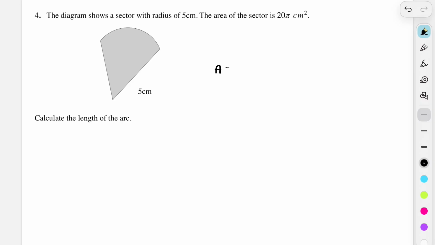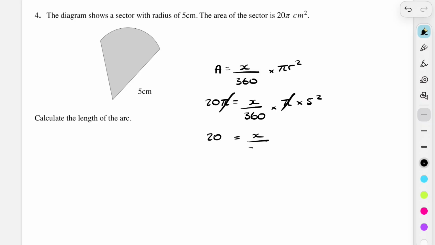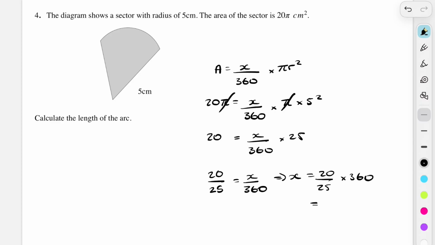The area of a sector is x over 360 times pi r squared. So the area is 20 pi, and that is equal to x over 360 times pi times 5 squared. Then the pi and the pi cancel out. So we have 20 equals x over 360 times 25. Now I can divide both sides by 25, and I have 20 over 25 equals x over 360. Multiplying both sides by 360, I end up with x equals 20 over 25 times 360, and the answer to that is 288.